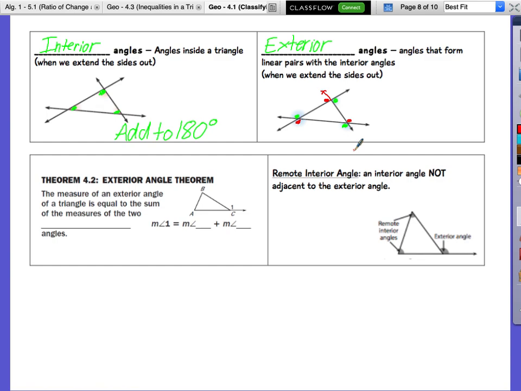Okay. The exterior angles. One thing I want you to write here: exterior angles add to 360 degrees always. They will always add to 360, 100% of the time. Studies show that writing things helps you remember it.